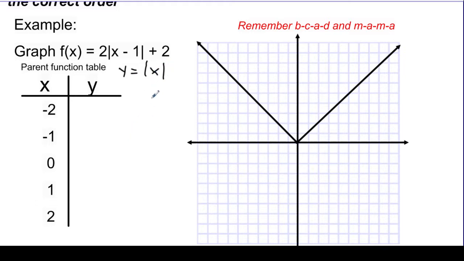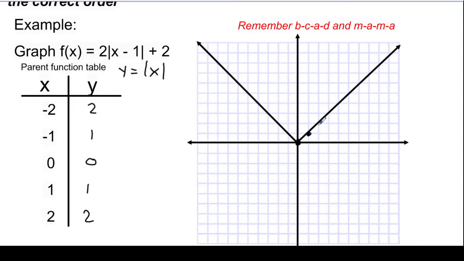Okay, so if I ask you to graph the parent function to generate a table of values, you're just going to plug -2 into the parent function, not the transformed one. So if I plug -2 into the parent function, it says the absolute value of -2, which is 2. Plug in -1. The absolute value of -1 is 1. When I plug in 0, I get the absolute value of 0, the absolute value of 1, and the absolute value of 2.